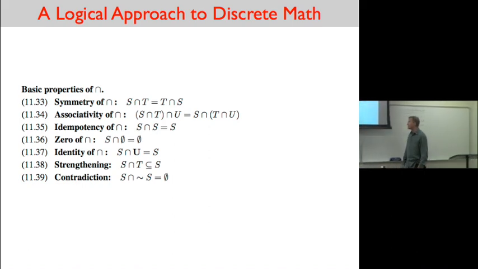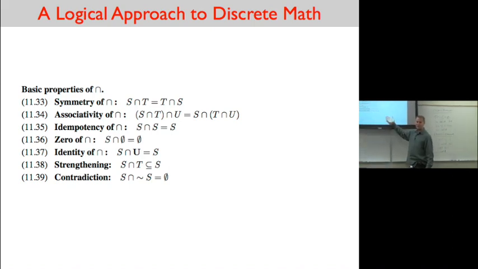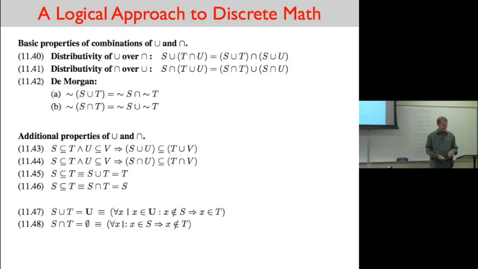How about basic properties of intersection? Let's take a look at 11.33. So what do we have? What's the predicate calculus for this? Symmetry of and, associativity of and, idempotency of and, zero of and, identity of and, strengthening, contradiction. That's the one we just did. Aren't those all very easy? We get all of these for free, almost no work at all.